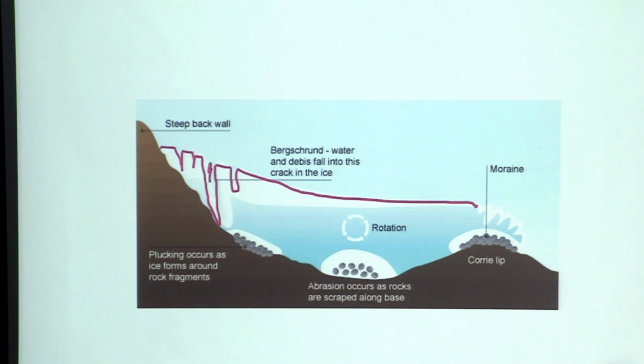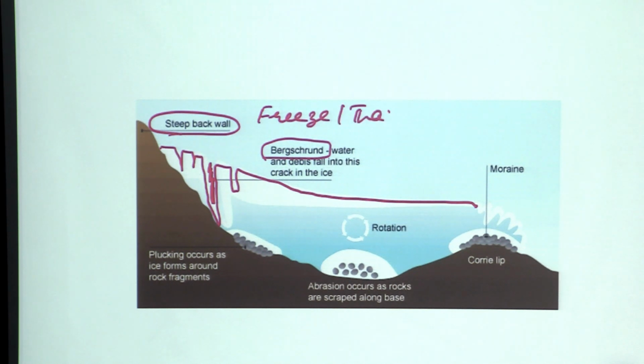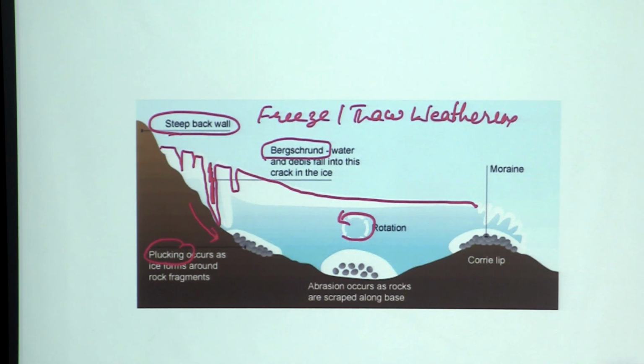These gaps on the ice surface are called bergschrund. This is the steep back wall, which is experiencing what? Freeze and thaw weathering. What is taking place here? Plucking. What is the action that we are having here with rotation? Abrasion. And thus which type of feature is getting developed here?